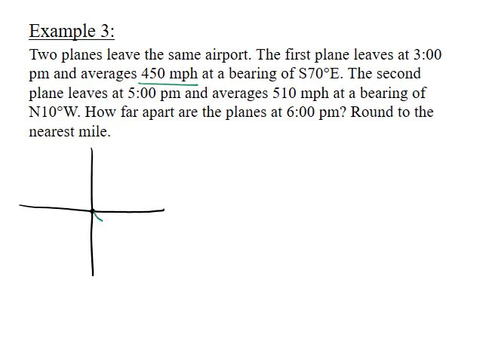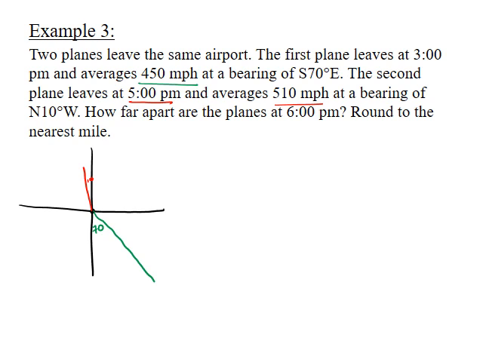So this here is 70 degrees. And then it says a second plane leaves at 5 p.m., averaging 510 miles per hour at a bearing of north 10 degrees west, which would be here. And we want to see how far apart these planes are at 6 p.m.